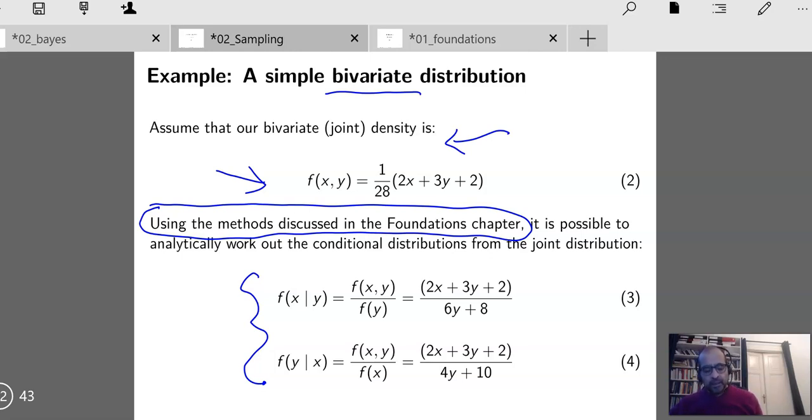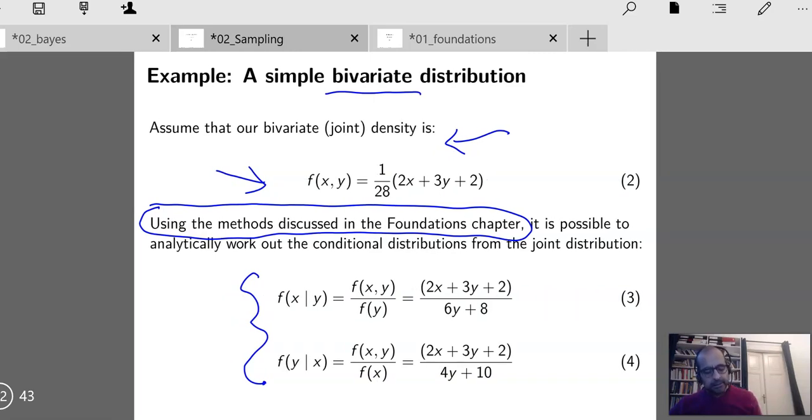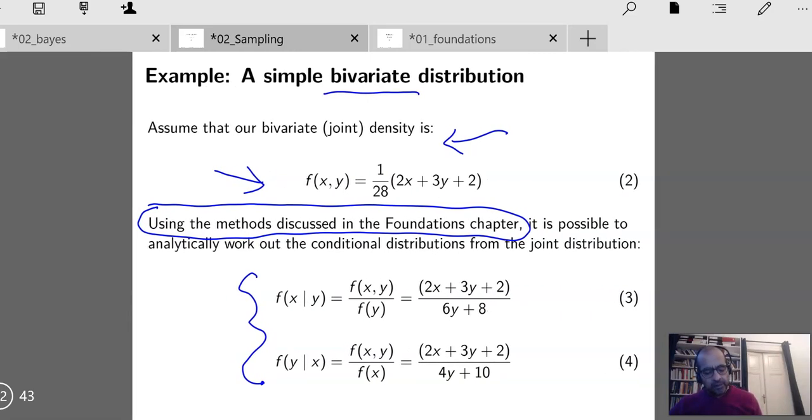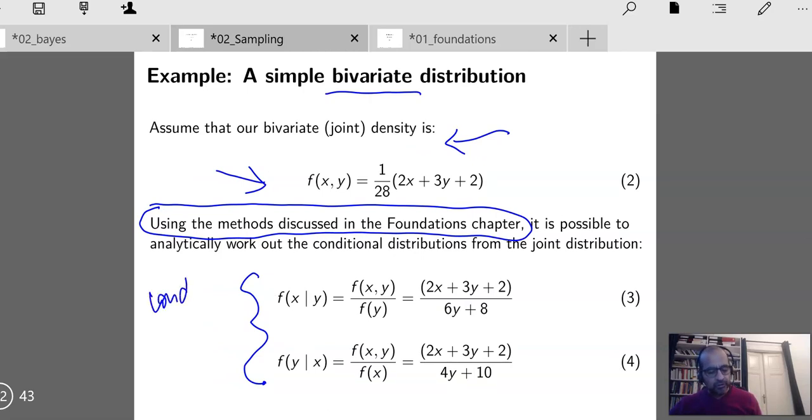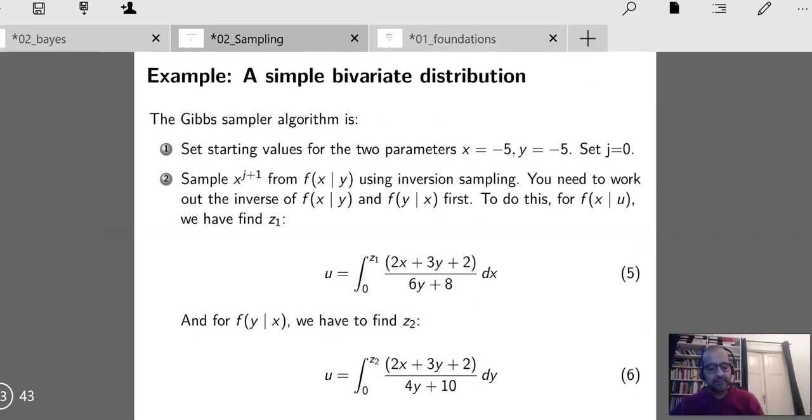So where was I? Yes. We now have the conditional distributions for both the parameters x and y, and so the Gibbs sampling algorithm will work like this. Now we set some initial random values for x and y. I just came up with some numbers, -5, and step j is 0 right now.